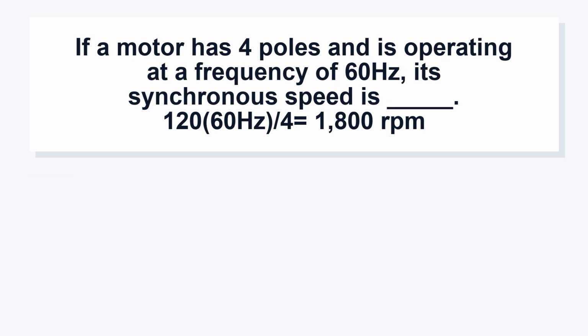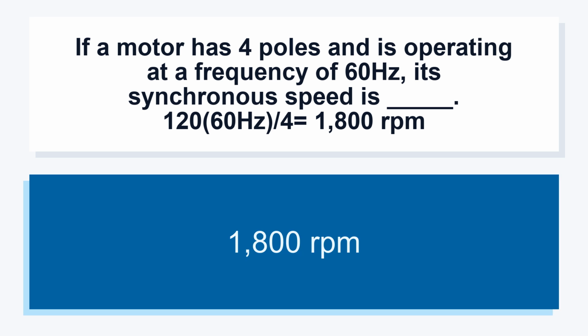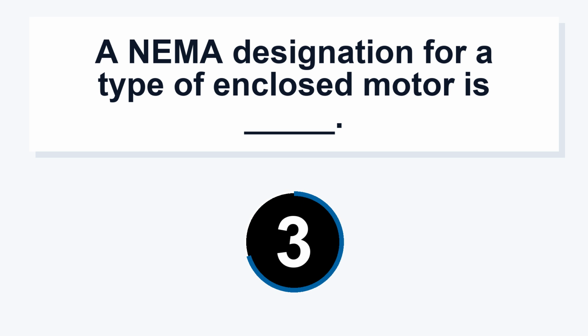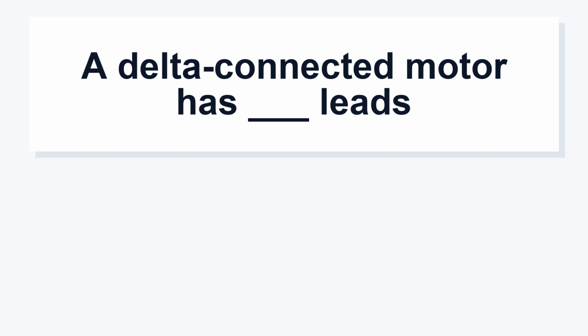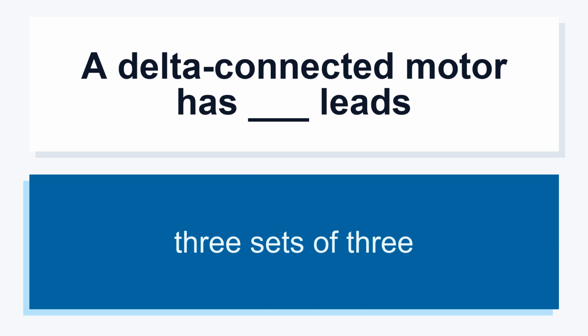If a motor has 4 poles and is operating at a frequency of 60 Hz, its synchronous speed is 120 × 60 Hz / 4 equals 1800 RPM. A NCCER designation for a type of enclosed motor is explosion proof. A delta-connected motor has ___ leads. 3 sets of 3.